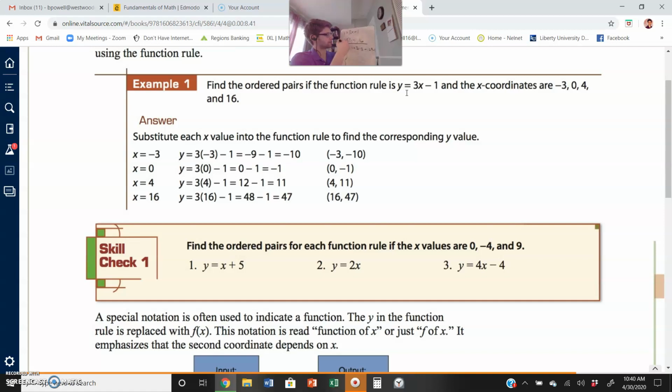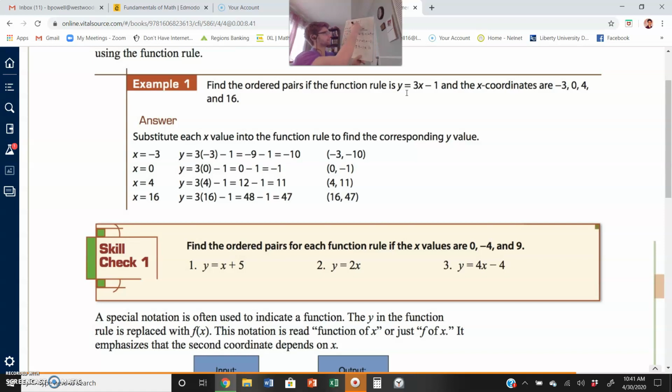Next, I can cross that off since I used the negative 3. Now let's put the 0 in. For this y, I'm going to get 3 times 0 minus 1. 3 times 0 is 0. 0 minus 1 is negative 1. So my y for the 0 is negative 1. Next one, to find the y, I'm going to plug in the next x, the 4. So it's going to say y equals 3 times 4 minus 1. 3 times 4 is 12. 12 minus 1 is 11. So my y for the 4 is 11.